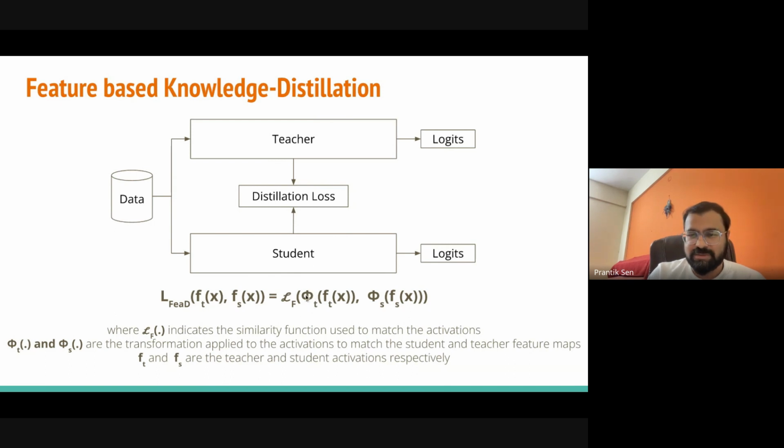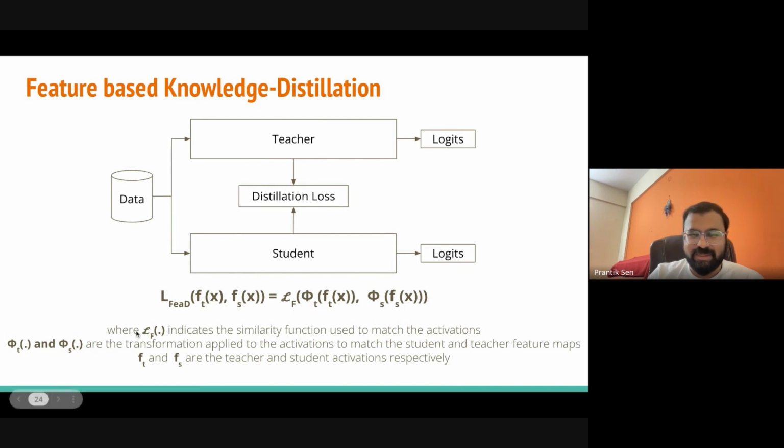So what phi subscript t and phi subscript s are doing is a transformation. It can be padding, upsampling, downsampling. These are a set of transformations which are applied so that the outputs on either side of the comma are of the same dimension. Basically, you are making the two activations the same dimension, right? And then if you have the same dimension, you can apply any loss function on that, right?